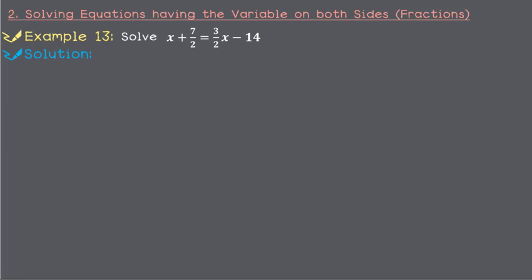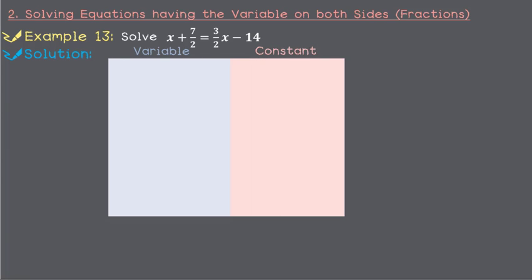Similar to example 12, we have two sides. I'm going to put my variable terms on the left hand side and my constant terms on the right hand side. But adding and subtracting fractions are messy. So what am I going to do? We should multiply both sides of these equations by some number so I can get rid of the fractions.